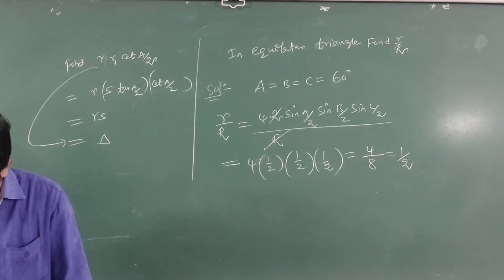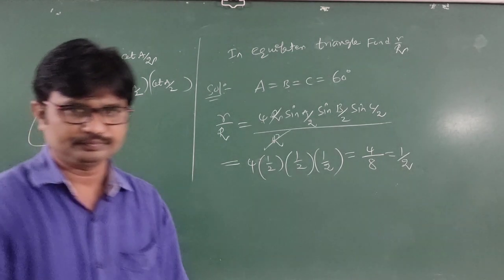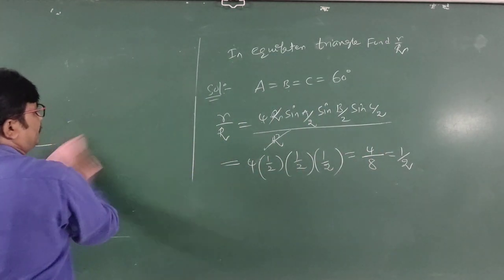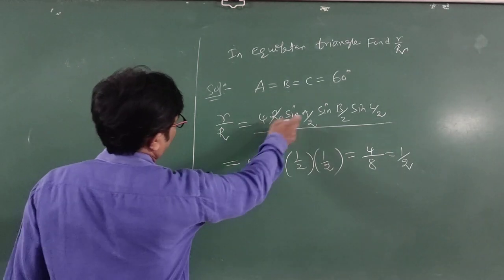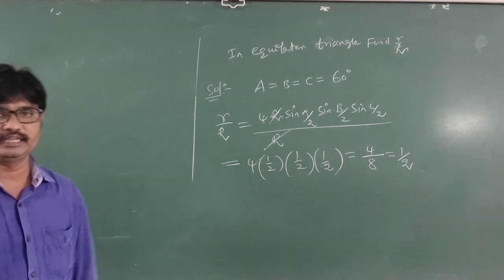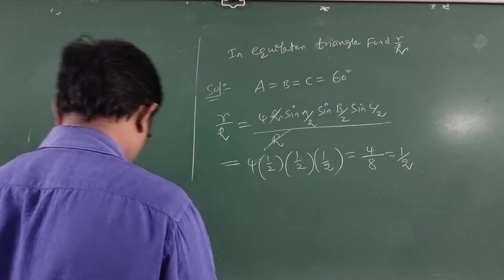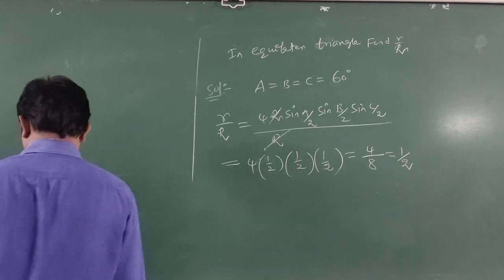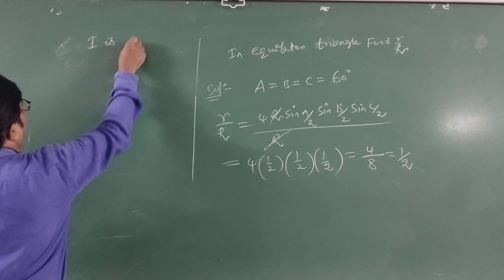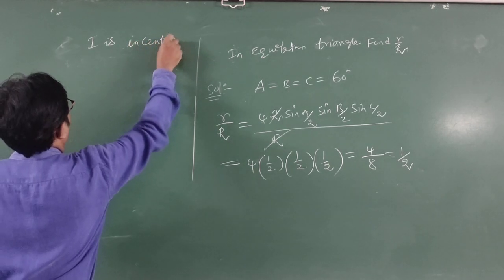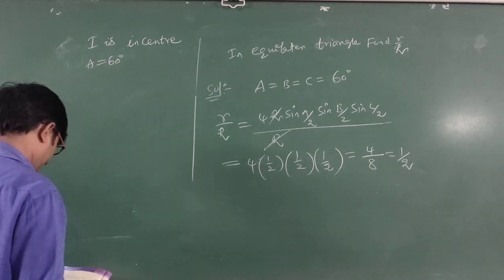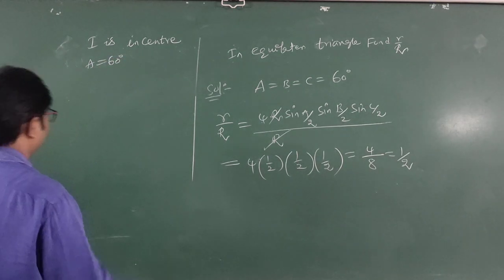Okay. Now students, one more question. In an equilateral triangle, find small r by capital R. Small r is 4R sin A by 2, sin B by 2, sin C by 2. Each angle in an equilateral triangle is 60 degrees. Now students, I is the incenter. I is the incenter and angle A equals 60 degrees in a triangle ABC.